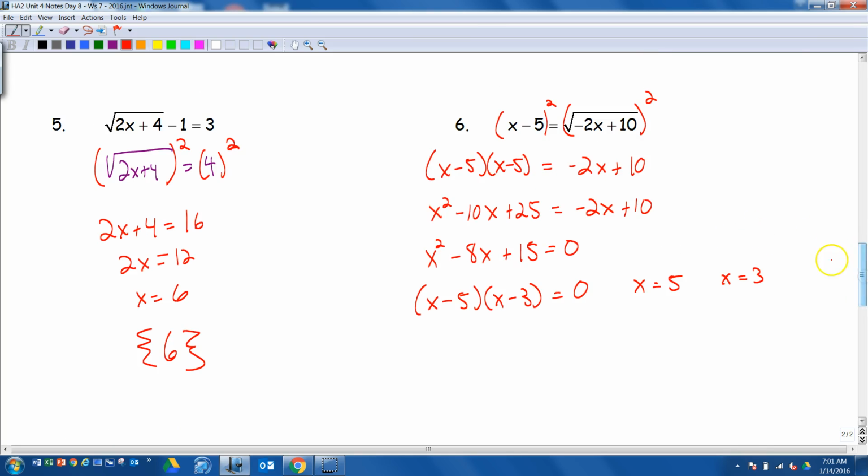So here's where you have to check these. Okay? If I put a 5 in, I get 5 minus 5 is 0 on this side, so this thing has to equal 0. Negative 2 times 5 is negative 10 plus 10 is 0. Square root of 0 is 0. So this one checks out.